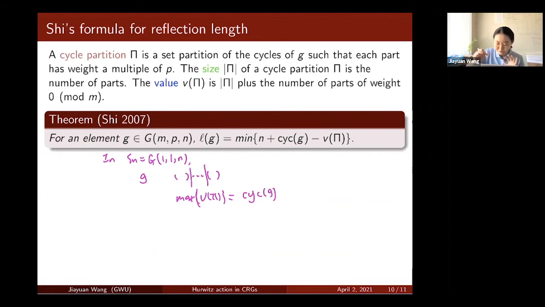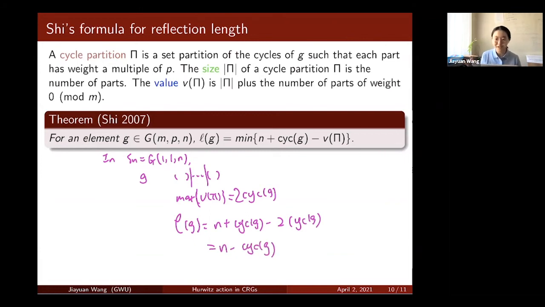Okay, so we're not quite there yet. So the value is the size, which we have here, which equals the number of cycles, plus the number of parts of weight 0 mod 1, which is also the number of cycles. So the maximum value is twice that. And then to apply the formula, we have n plus the number of cycles minus twice the number of cycles, which is n minus the number of cycles. So this is the same formula that we have seen earlier. So this works in the symmetric group.